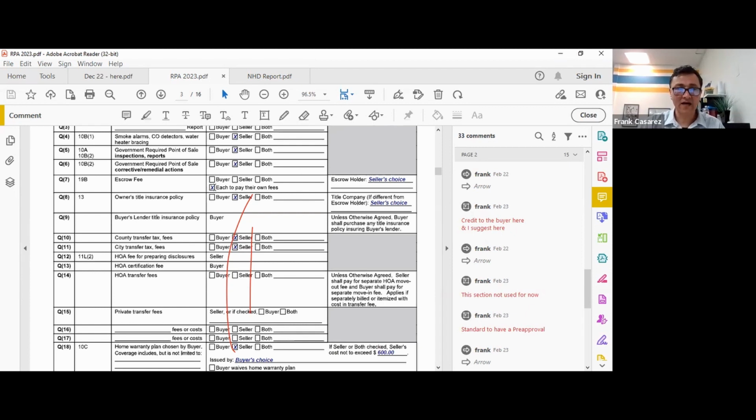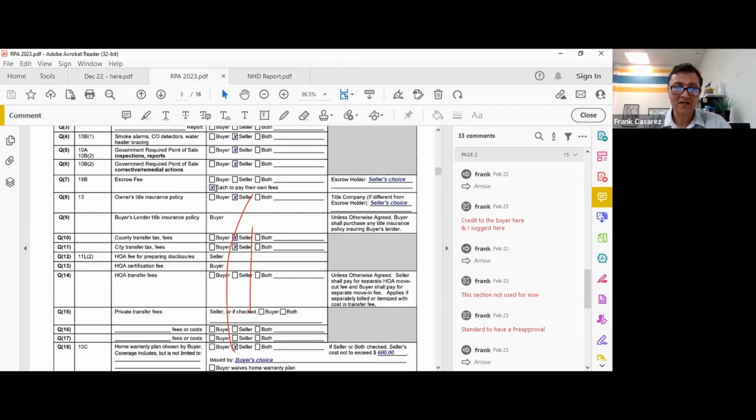Okay, so I standardly check each pay their own and basically say, seller, you take care of your side of things. Buyer's taking care of their side of things. Sometimes escrows will have deals for listing agents where they charge the seller less and they charge the buyer, not necessarily more, but whatever market price is. But in this case, I'm just saying, hey, look, we'll take care of our side.